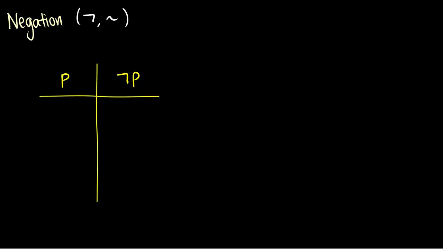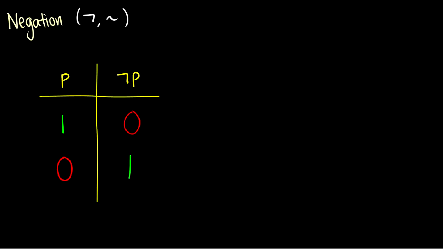So first of all, we have a truth table. And a truth table shows all possible combinations of truth conditions. So for instance, P can either be true or it can be false. So what does negation do? Well, if P is true, then the negation of P is going to be false. If P is false, then the negation of P is going to be true.